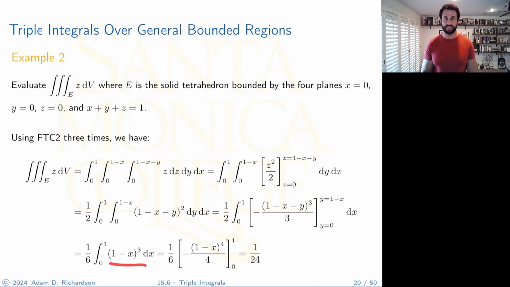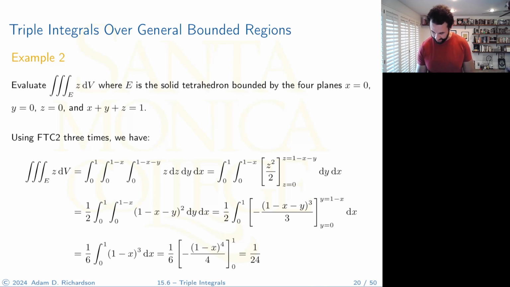Now notice the integral is just a single integral. So we've already accounted for the other 2 dimensions of the scan at this point. This is all that's left. FTC2 one more time, you get this. Apply it, simplify, and last but not least, the answer is 1 over 24. So that is the integral of this function over that tetrahedron.